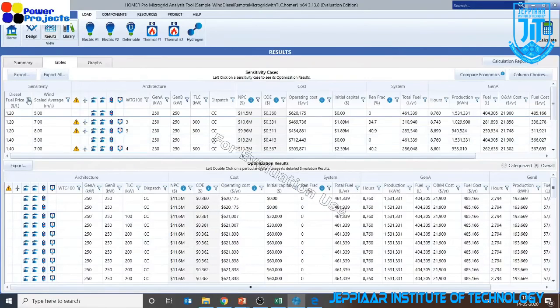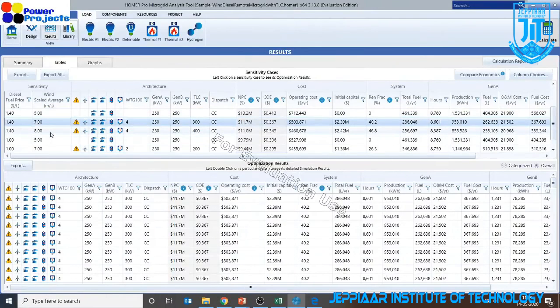Yeah. So here probably means when you give some results, something like that. So you can see the sensitivity analysis. So they have given diesel price as $1.2, one option, $1.4 another option, and similarly wind speed average is 5 meter per second, 7 meter per second, 8 meter per second, etc. So the different results they have given.